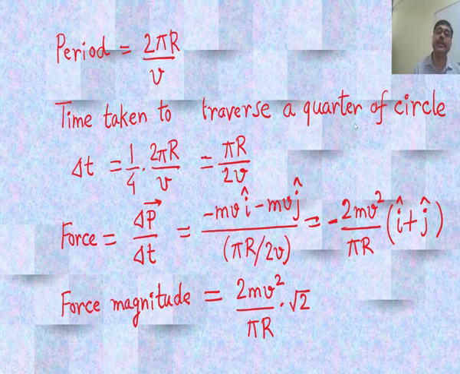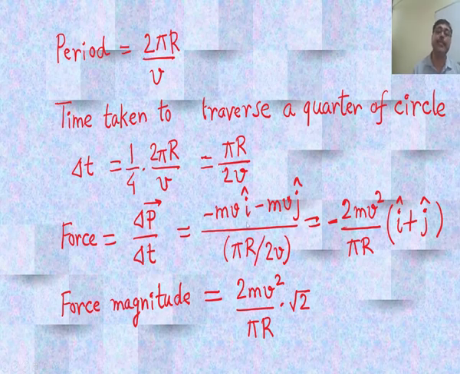However, to traverse a quarter of the circle, that means one fourth of the path, the time taken will also be one fourth, because the speed remains the same. That is how delta t is equal to one fourth of the period, 2 pi R by v, and that is pi R by 2v. So the force becomes the change of momentum divided by the change of the time interval.